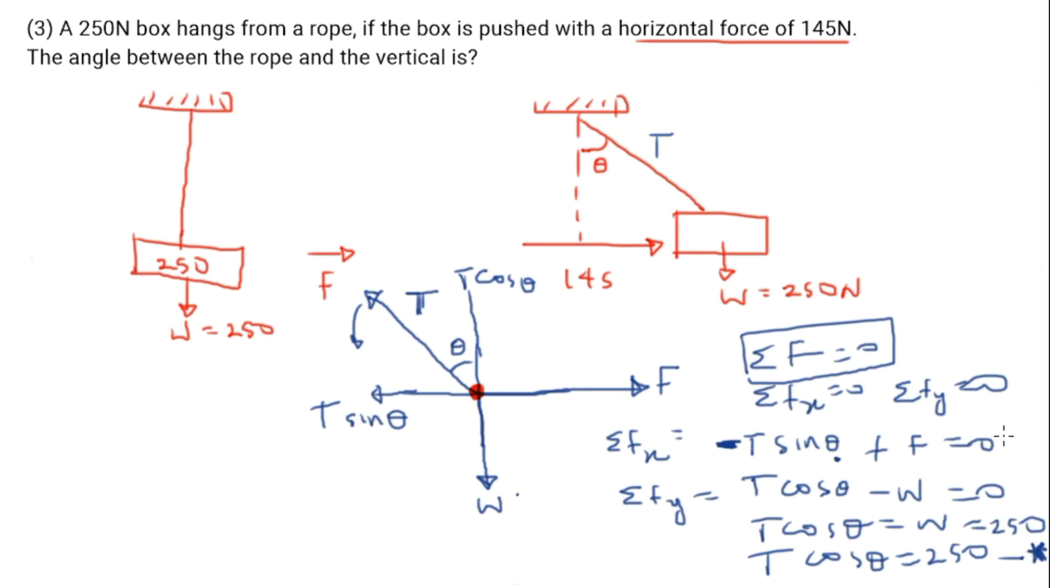Okay, from, let's call this equation 1, and this is our equation 2. From equation 1, we can infer that F is equal to T sine theta, by taking minus T sine theta to the other side of the equation. If F is equal to T sine theta, and of course, we know the value of F. F is the horizontal force, which is 145 newton. So it means that T sine theta is equal to 145 newton.